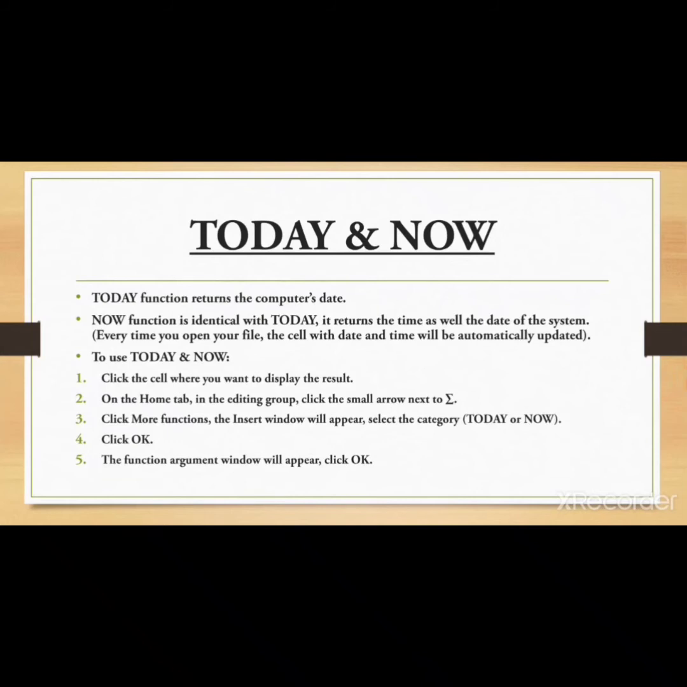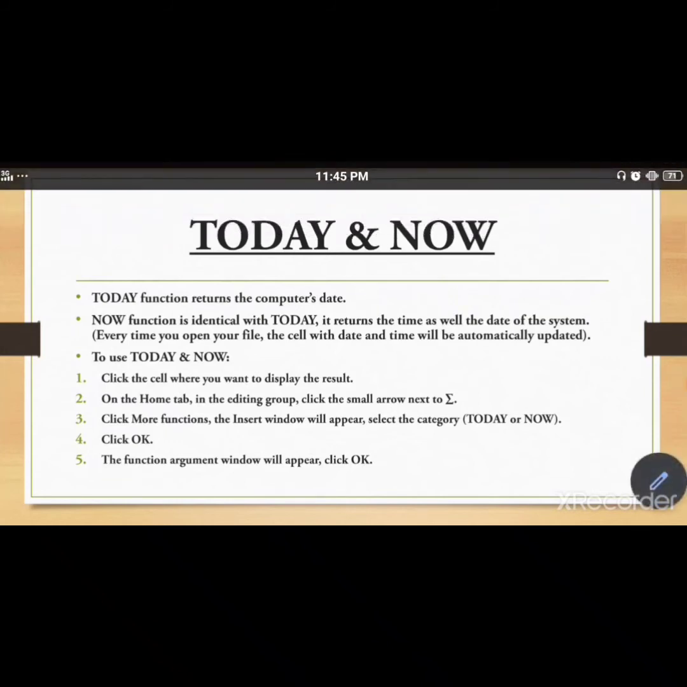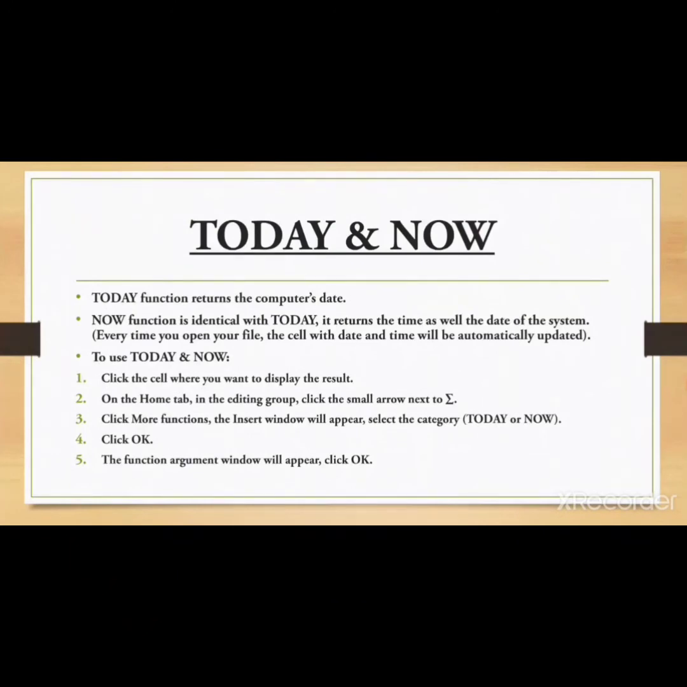Now how can we use this function in Microsoft Excel? Step number 1. Click the cell where you want to display the result. Step number 2. On the Home tab in the Editing group, click the small arrow next to AutoSum. Step number 3. Click More Functions. The Insert window will appear. Select the category, either today or now. Step number 4. Click OK. Step number 5. The function argument window will appear. Click OK.